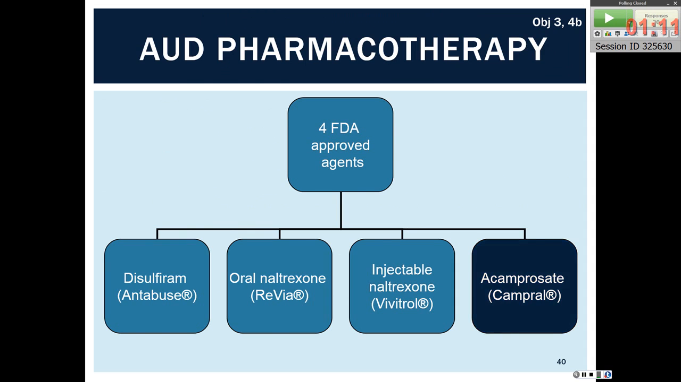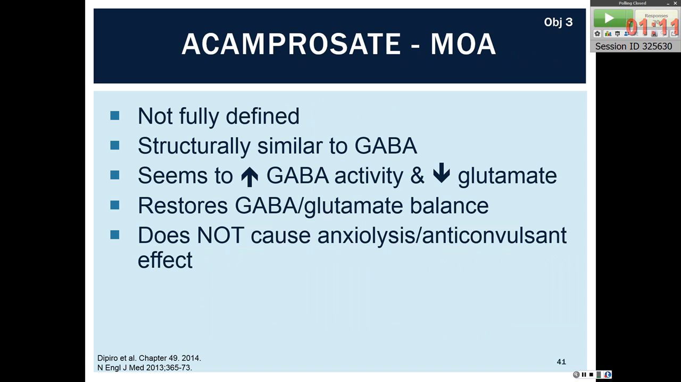Okay, on to acamprosate. So mechanism of action for acamprosate is not fully defined, but it looks structurally similar, from the molecule standpoint, to GABA. It seems to increase GABA activity and reduce glutamate activity, kind of like what we remember from phenobarb, but to a much lesser extent. And then somehow, because of these actions, restores the balance between GABA and glutamate.